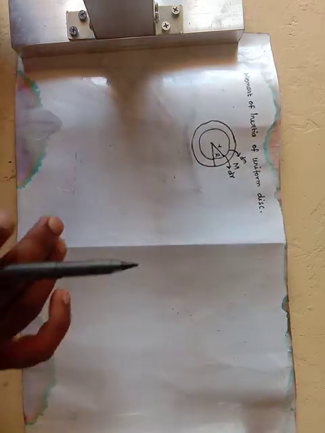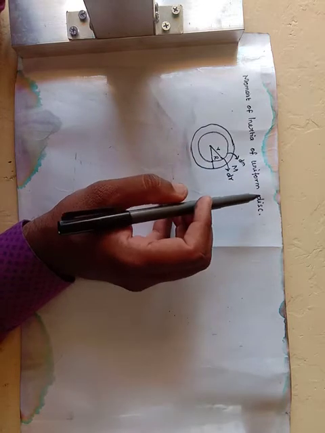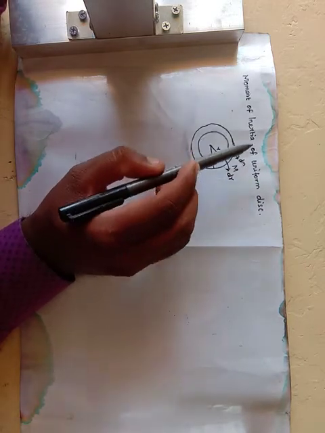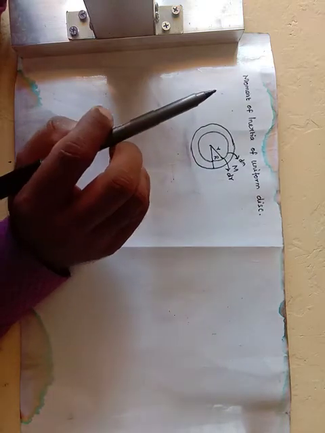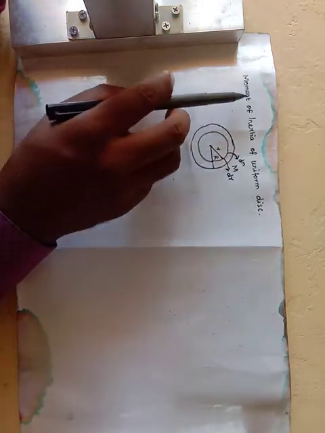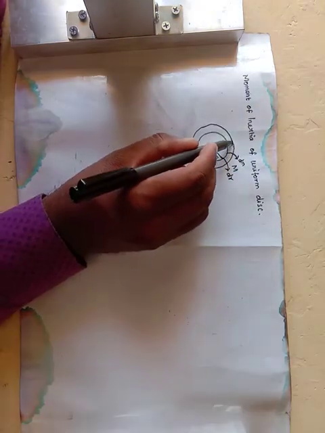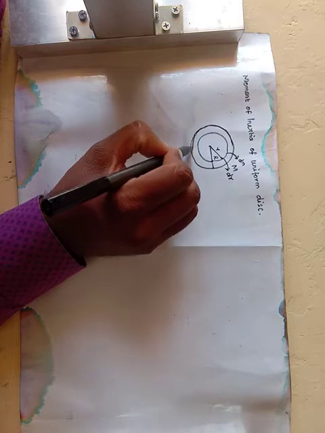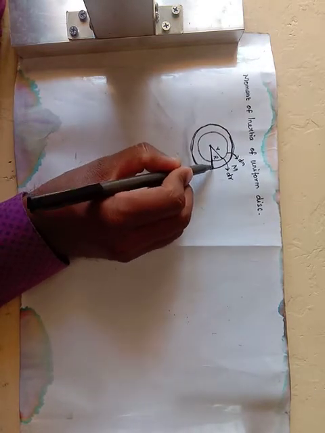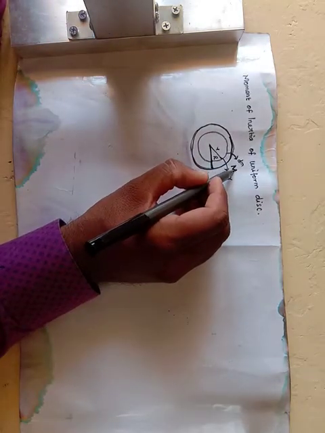Today I am going to teach the next question, that is the moment of inertia of a uniform disk. Already in the live class I taught the moment of inertia of a uniform rod and of a uniform ring. Now I am going to teach the moment of inertia of a uniform disk. For this we consider one disk. It has a radius capital R and a mass M.